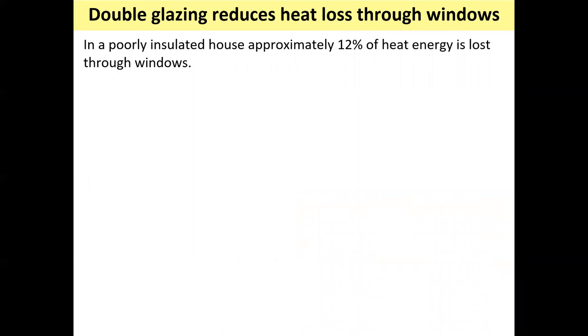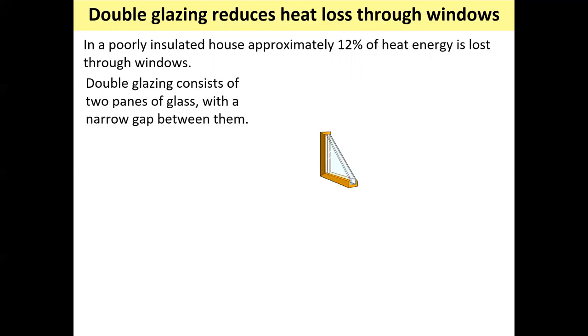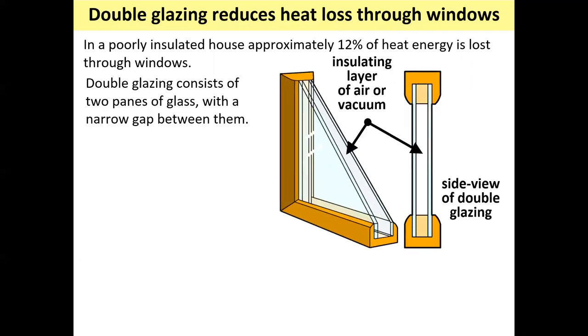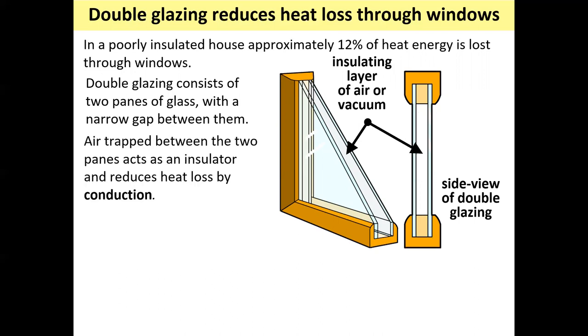Now, double glazing can also reduce heat loss through windows. In a poorly insulated house, approximately 12% of heat energy is lost through windows. Double glazing consists of two panes of glass with a very narrow gap between them. As you can see, this is quite similar to what you had with cavity walls. Air is trapped between the two panes, and that air acts as an insulator, and reduces heat loss by conduction.